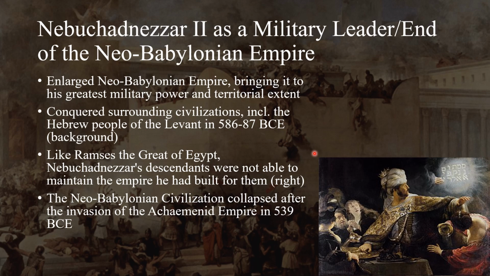The Neo-Babylonian civilization collapsed after the invasion of the Achaemenid Empire in 539 BCE. The destruction of the Neo-Babylonian civilization is attested in the Hebrew Bible, but it's also discussed by the Greek historian Herodotus as well.